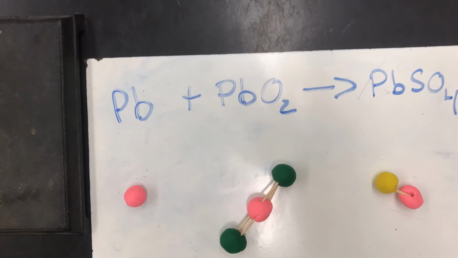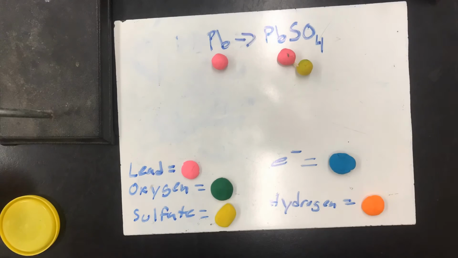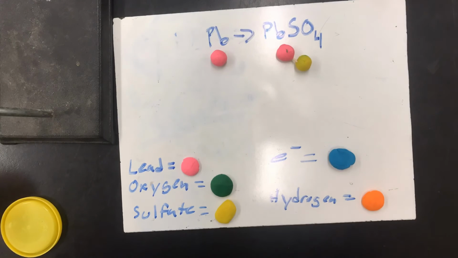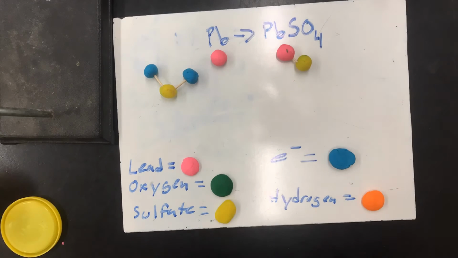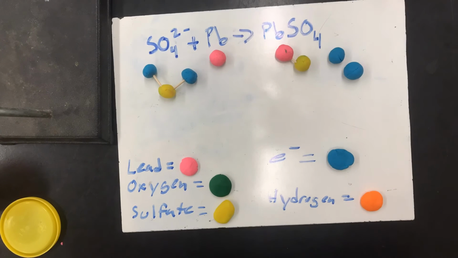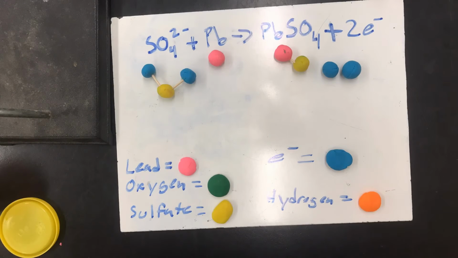Here we have the unbalanced equation. Since this is a reduction-oxidation equation, we can split it up to make it easier to balance. To start off, we have lead becoming lead sulfate, sulfate being a polyatomic ion. To balance each side, we can add sulfate to the reactant side, and then since sulfate has a charge of -2, you have to add 2 electrons on the product side.